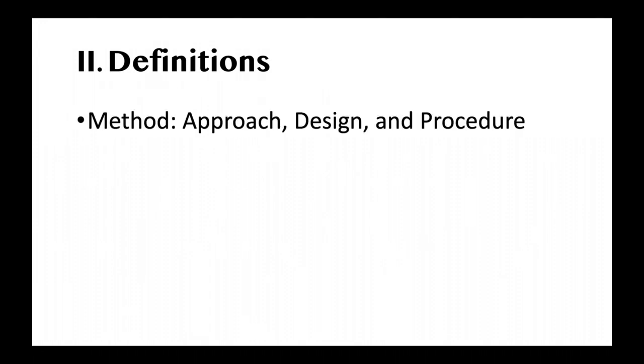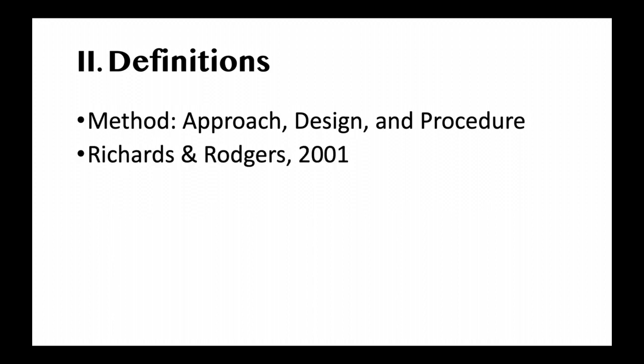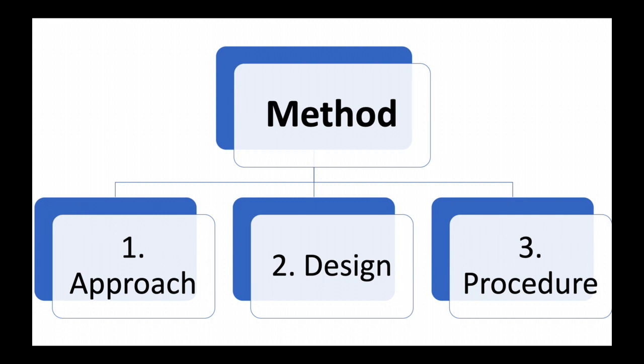All right, the second set of definitions that we're going to look at are for method. Method is divided into three terms: approach, design, and procedure. These definitions were created by Richards and Rogers, recently, in 2001. So this is the hierarchy of method: method, and then approach, design, and procedure. When we look at these definitions, we'll see that some of the terms are somewhat related.